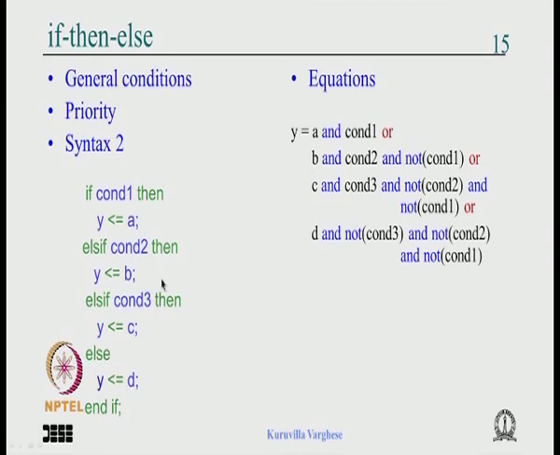Okay. So this goes like this, if condition 1 then y gets A, else if condition 2 y gets B, and so on. So the equation is y is A and condition 1. As I said, condition 1 itself is composed of some input signals. When I say A and condition 1, it is symbolic.